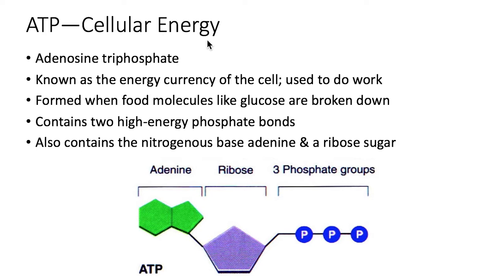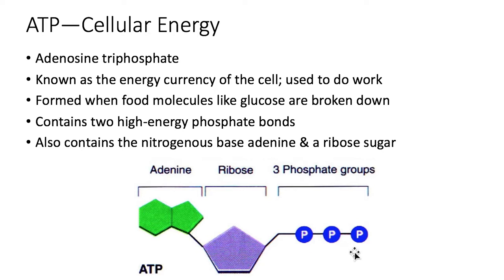In our cells, we use something known as ATP for energy. And ATP stands for adenosine triphosphate. Tri meaning three, we have 3 phosphate groups. So if you look at our little diagram of ATP, there are 3 phosphate groups. 1, 2, 3. Between these phosphate groups are bonds.